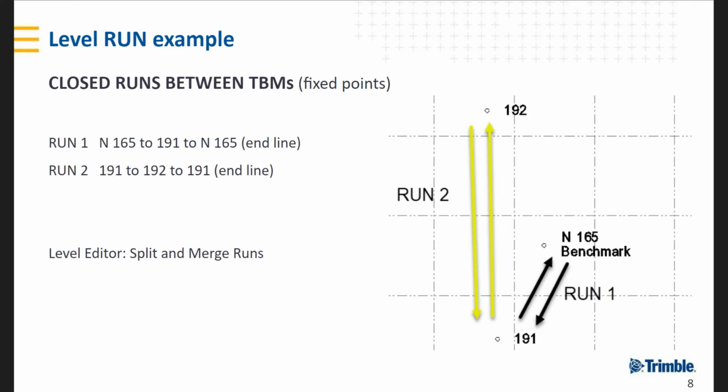Next one is using closed runs. So it's a forward and back run between the fixed points. In this example, run 1 has a forward run from 165, the benchmark, to 191, and then continues back to the benchmark, 165, for just one run. To address this situation, we use the level editor split and merge run commands.